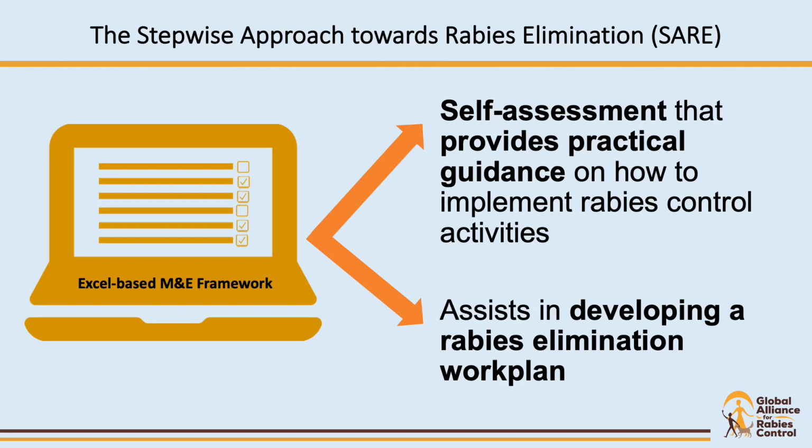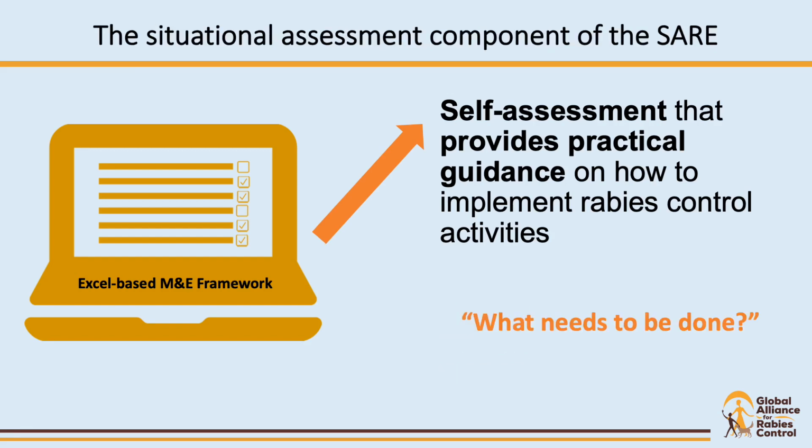The SARE is an Excel-based M&E framework that consists of two components. An assessment component that identifies activities that need to be addressed in order to progress rabies elimination efforts, and a work plan component that enables a country to develop a comprehensive rabies work plan based on those pending activities. The SARE assessment component highlights activities that have been completed and those that still need to be done in order to progress rabies elimination.